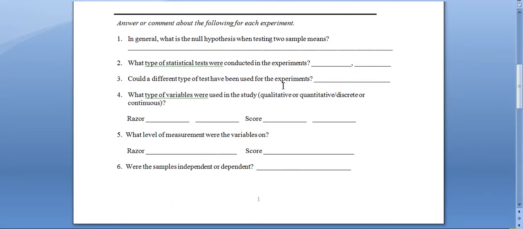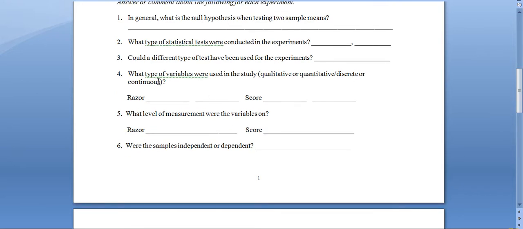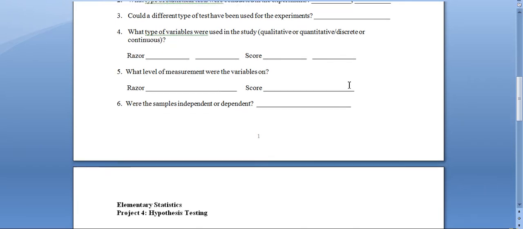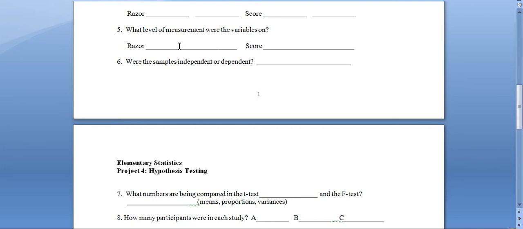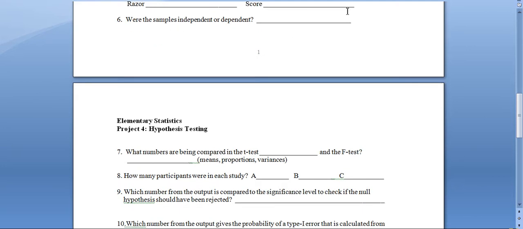In general, there's lots of different options when you're trying to conduct studies. So that's all I'll say about that one. And then the type of variables, again, this question we seem to see on every project. Is razor qualitative or quantitative? Discrete or continuous? Is score qualitative or quantitative? And if quantitative, is it discrete or continuous? A level of measurement, nominal, ordinal, interval, ratio. So you've got to pick one for the razor and you've got to pick one for the score. Again, whether the sample is independent or dependent.